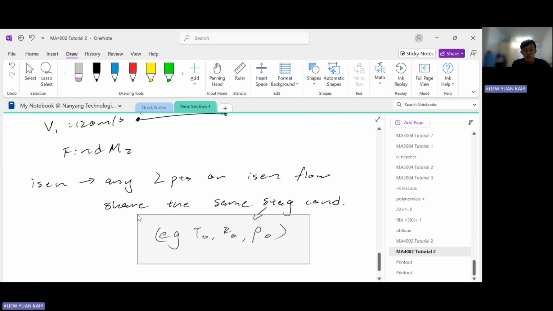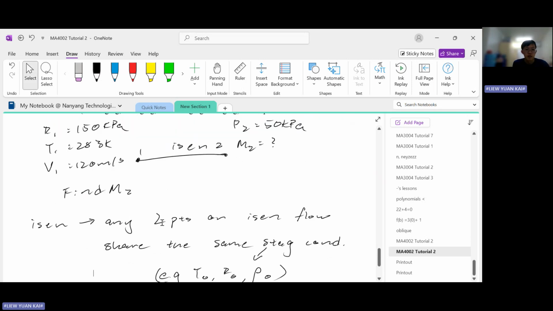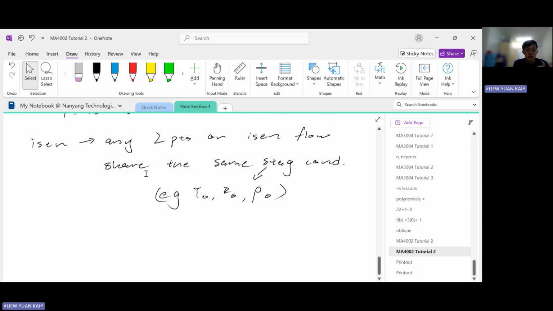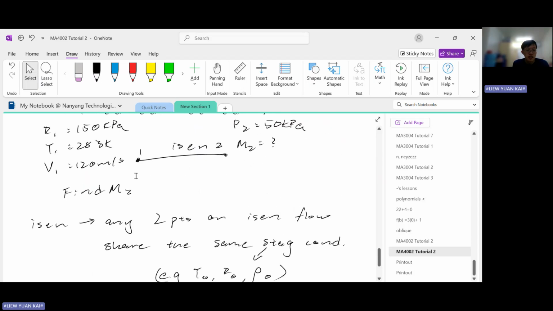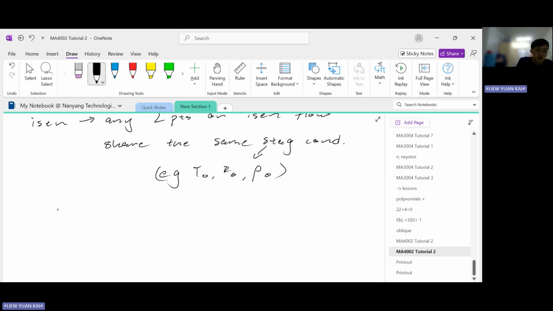Okay, so they share the same stagnation conditions. Therefore, since you know that 1 and 2 fall on the same isentropic flow, they share the same stagnation conditions. So that means T naught is the same, P naught is the same, rho naught is the same. With that in mind, we should find the stagnation conditions first. But in order to find the stagnation conditions, we need to know the Mach number at point 1. So let's go ahead and find the Mach number.